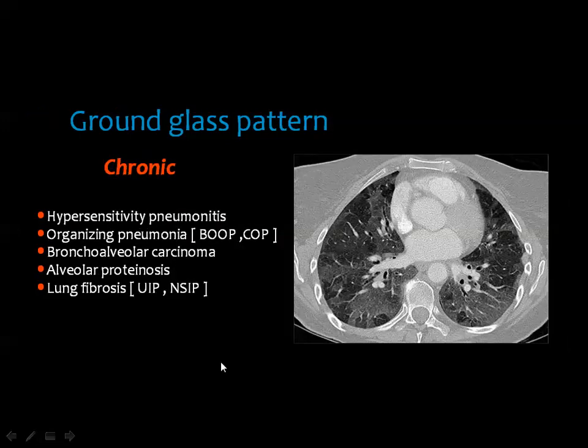Then we shift to the chronic presentation of patients with ground glass opacities in the lung, and the differential diagnosis includes the hypersensitivity pneumonitis, the organizing pneumonia, including the cryptogenic type, the bronchoalveolar carcinoma, alveolar proteinosis, and you remember that we have mentioned that these two most common causes of idiopathic interstitial pulmonary opacities, the usual interstitial pneumonia and non-specific interstitial pneumonias, are associated with ground glass patches together with, as you remember, traction bronchiectasis and honeycombing, especially in the usual interstitial pneumonia.